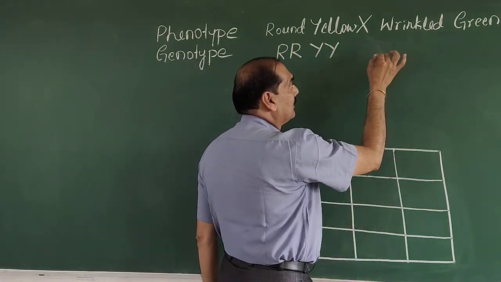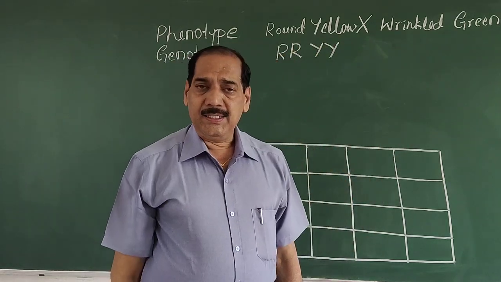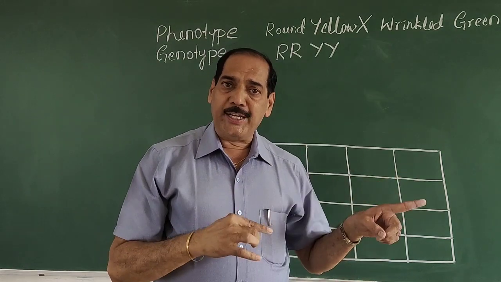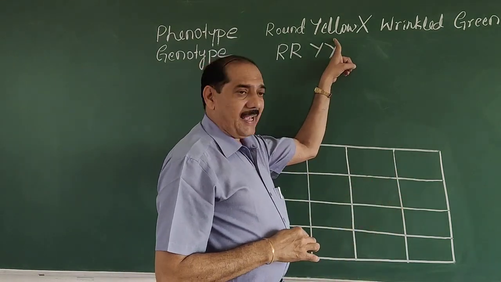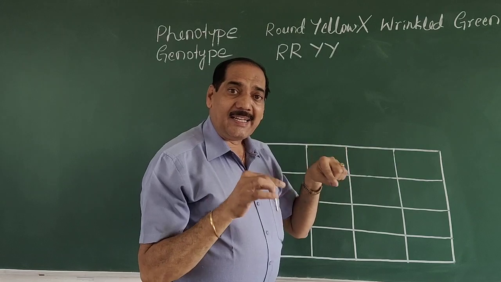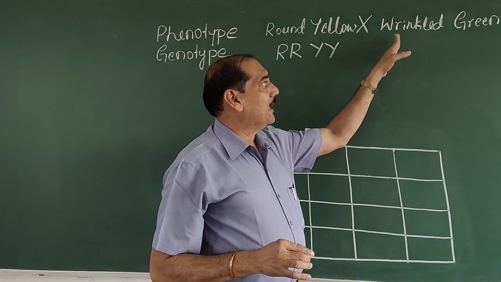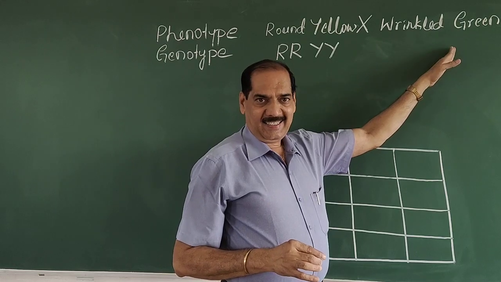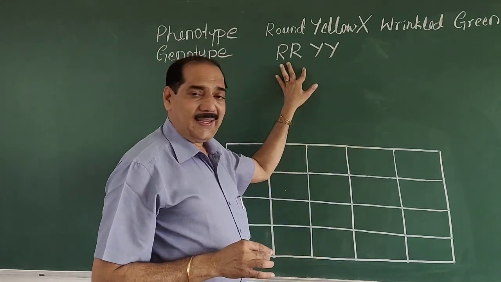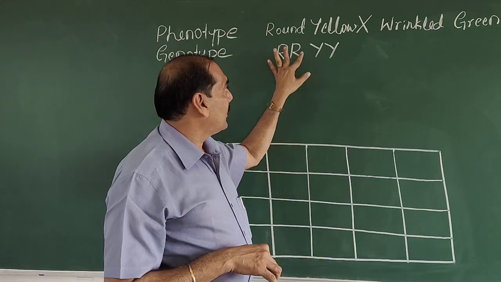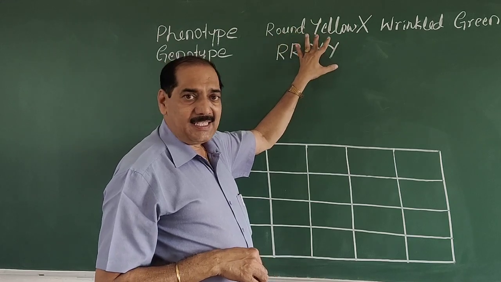Here, which letter do we select to denote the recessive character? Small letters we have to select here. We should not take W, W, G, G. So which letters do we select to denote the recessive characters?